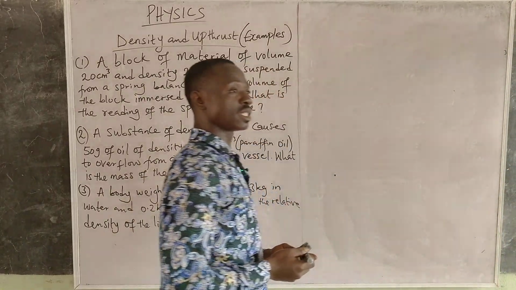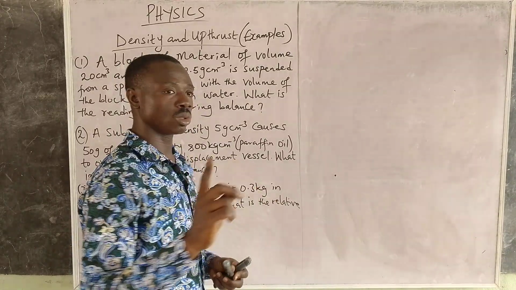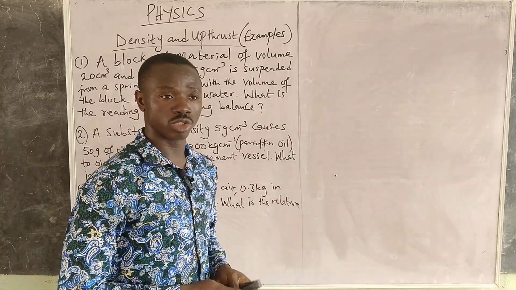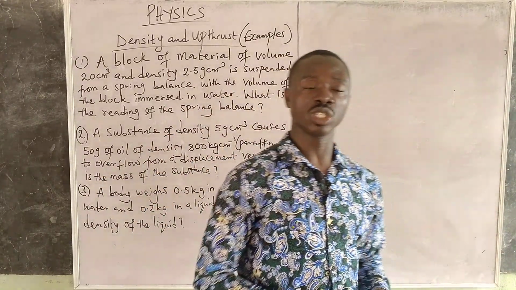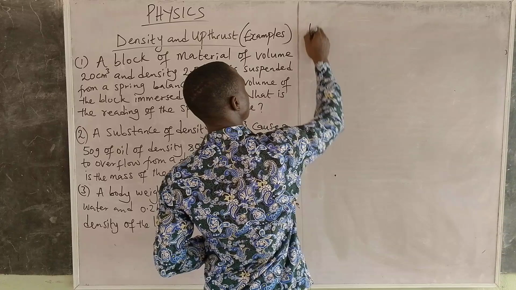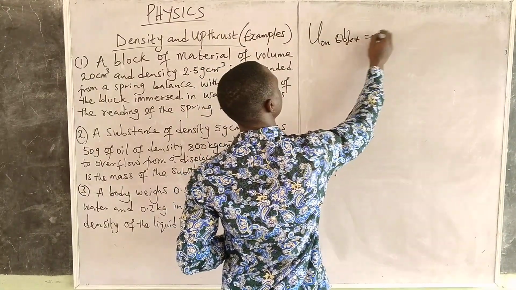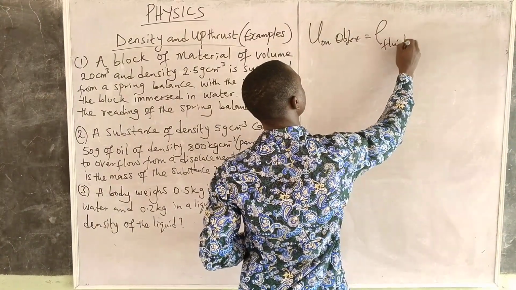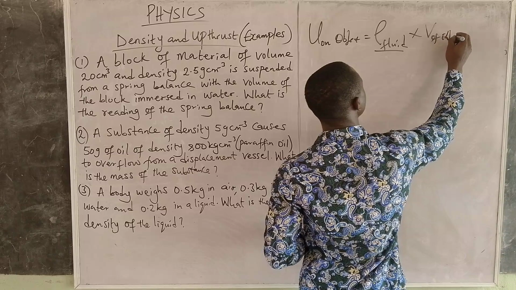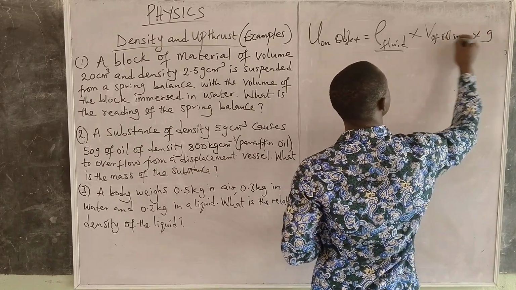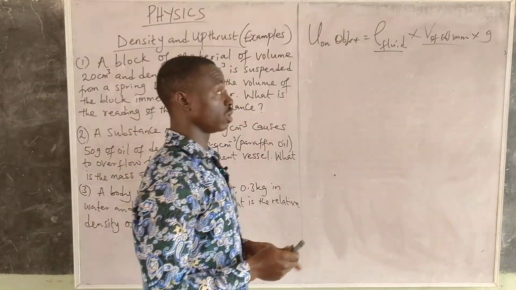So the other time I said upthrust depends on two things. Number one, the density of the fluid in which an object is immersed, and number two, the volume of the object which is immersed. Right? So that is why we have the formula: upthrust on object equals density of fluid, to show that upthrust depends on density, times volume of object immersed, then times g. So density of fluid and volume of object.